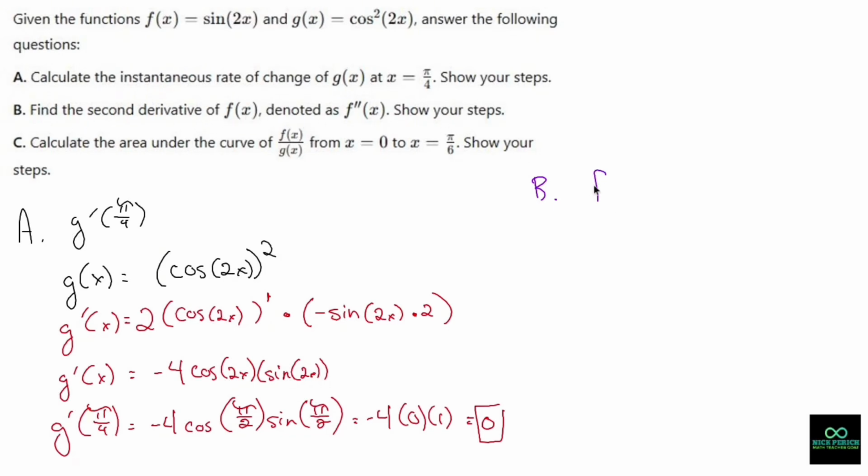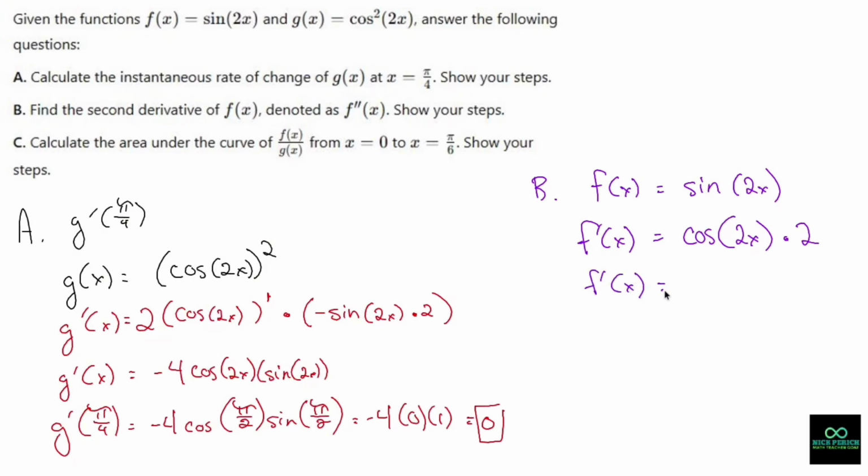Show your steps. Well, f of x is sine 2x. The derivative with respect to x is chain rule. Take the derivative of the outside, which is cosine. Keep the inside, which is 2x, but then multiply everything by the derivative of the inside, which is just 2. So f prime of x can be cleaned up and turned into 2 cos 2x.